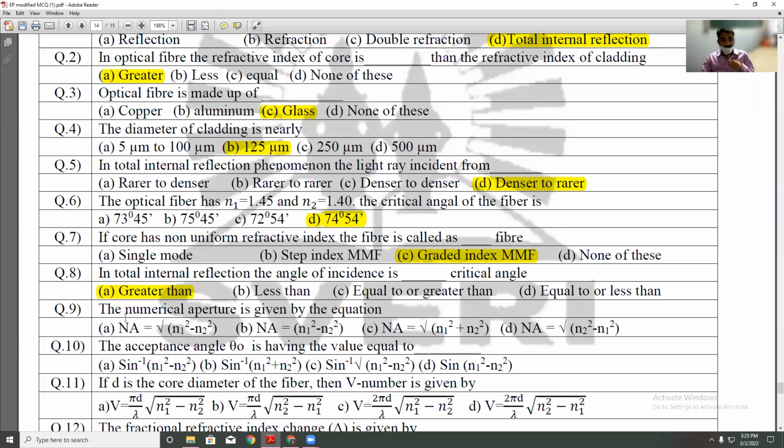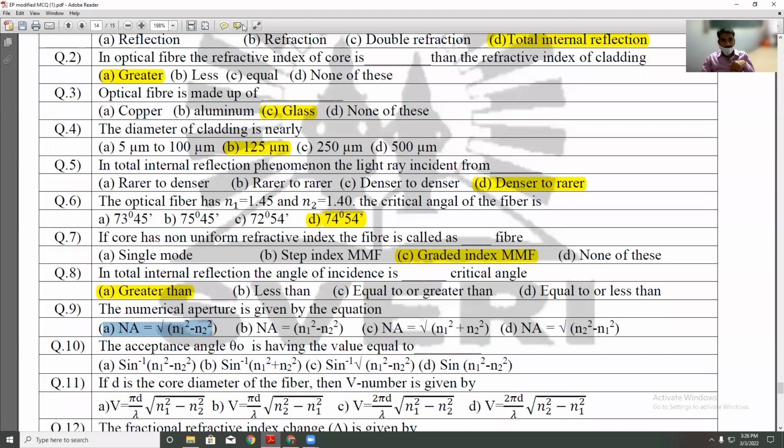Okay. The numerical aperture is given by the equation. Which equation gives the numerical aperture? NA is equal to square root of n1 square minus n2 square. NA is equal to n1 square minus n2 square. NA is equal to square root of n1 square plus n2 square. And NA is equal to square root of n2 square minus n1 square. Option A. Yes, correct, sir.